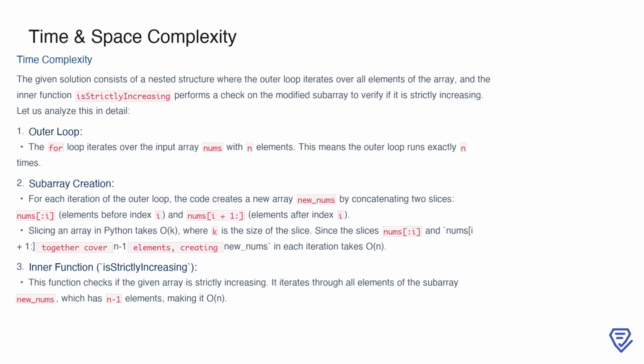In Python, slicing an array requires time proportional to the size of the slice, so creating this new array takes O(n) time, as the combined size of the slices is n-1. Finally, we call the helper function is_strictly_increasing to verify if the subarray is strictly increasing. This function loops through all elements of the subarray, which has n-1 elements, making its time complexity O(n). So, each iteration of the outer loop involves O(n) for creating the subarray and O(n) for the monotonicity check, leading to a total of O(n) time per iteration.